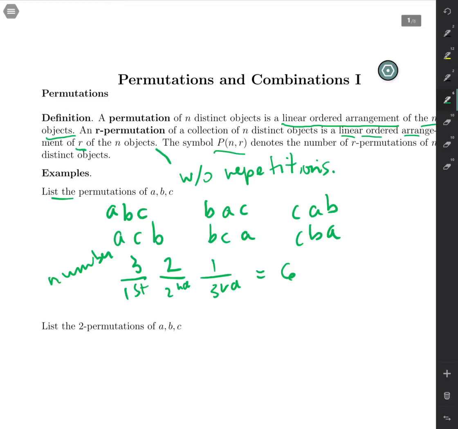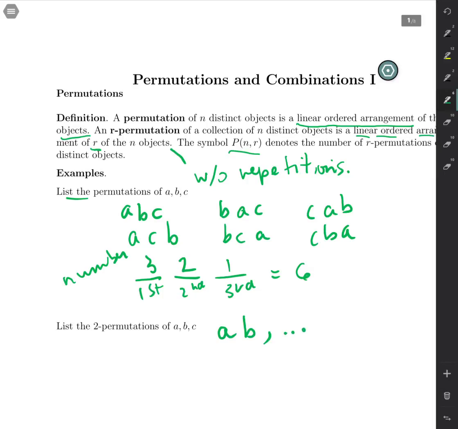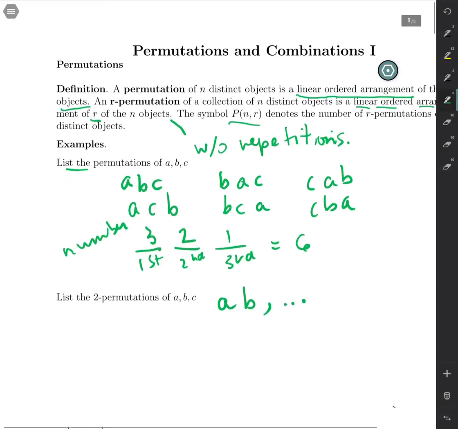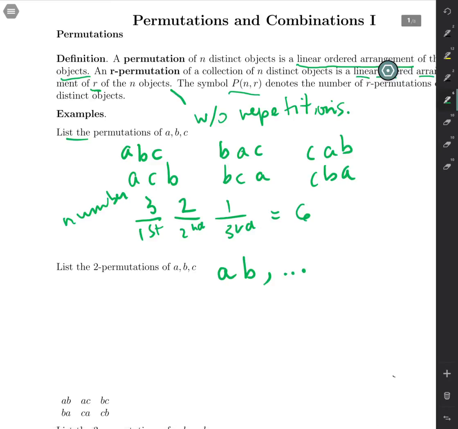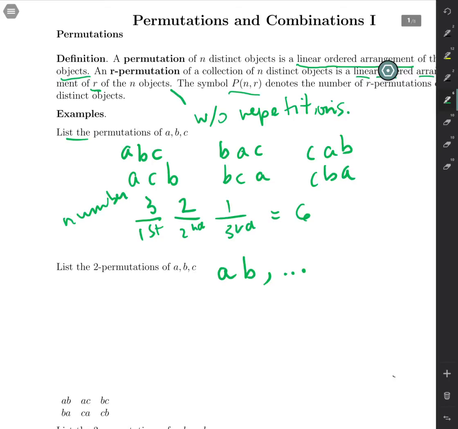So what I'd like you to do is pause this video and list the 2 permutations of A, B, C. Remember, we'll do 2 of them at a time, so A, B is one of them, but there are others. Take a second and do that. Pause the video and do that. Okay, if you're back here, I've listed them at the very bottom: A B, B A, A C, C A, B C, C B. 6 of those as well.